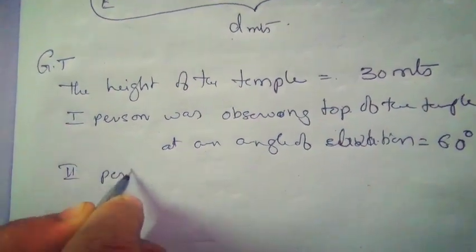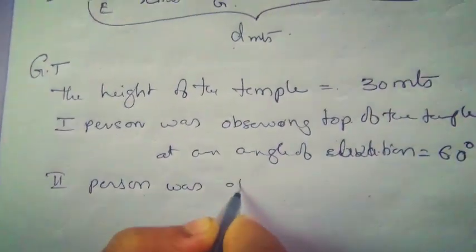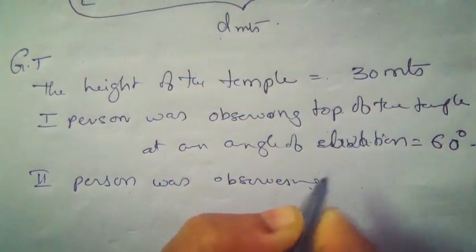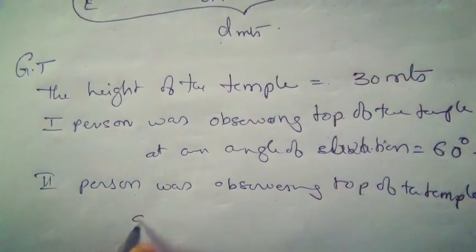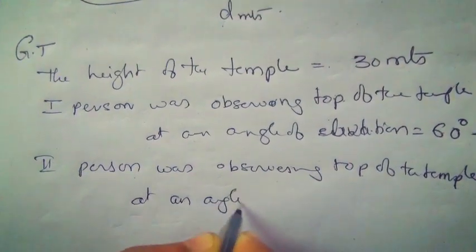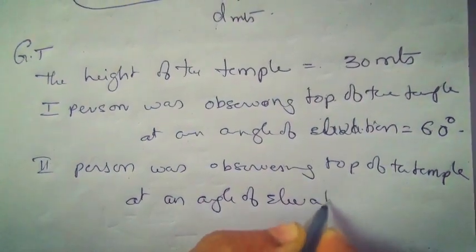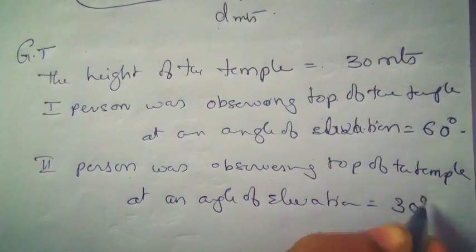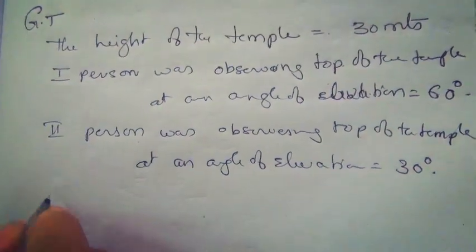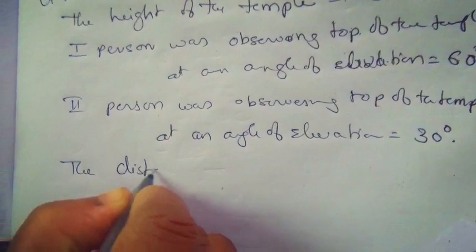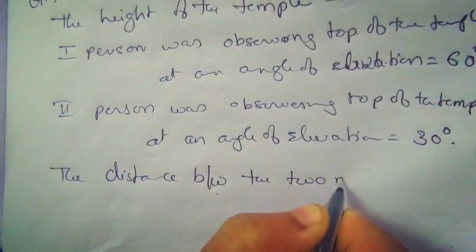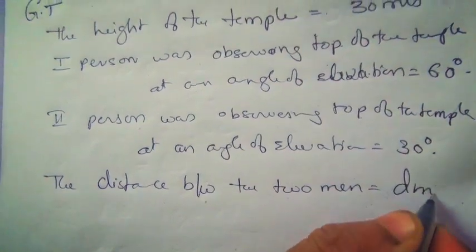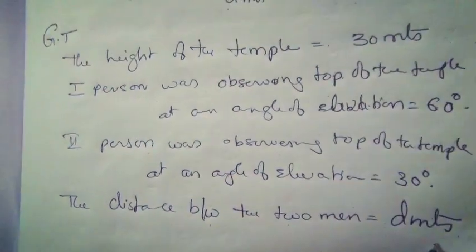Second person was observing the top of the temple at an angle of elevation equal to 30 degrees. So the distance between the two men is equal to d meters. Okay, d meters. So we have to find out this distance.